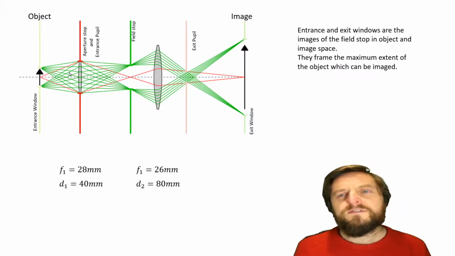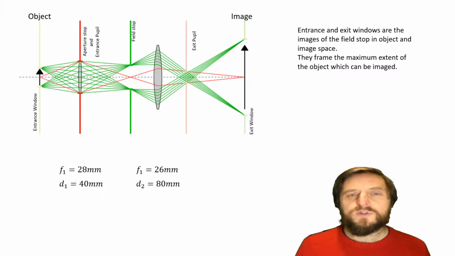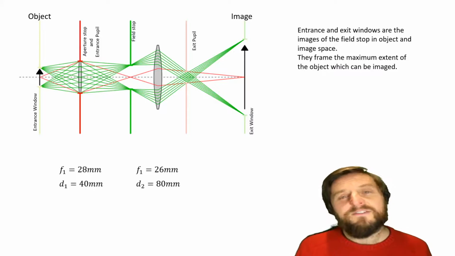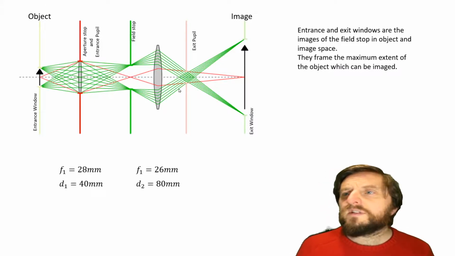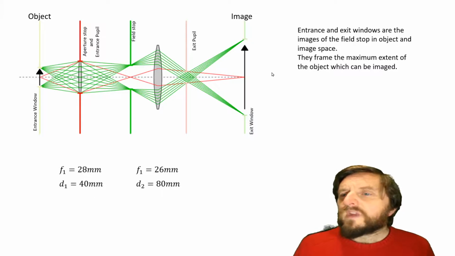All rays of light that can go through this system have to go through two things. They have to go through the entrance window and they have to go through the entrance pupil. And on the way out, they have to go through the exit pupil and the exit window. So you can see here all the rays of light go through my exit pupil and they will end up over here on the exit window.